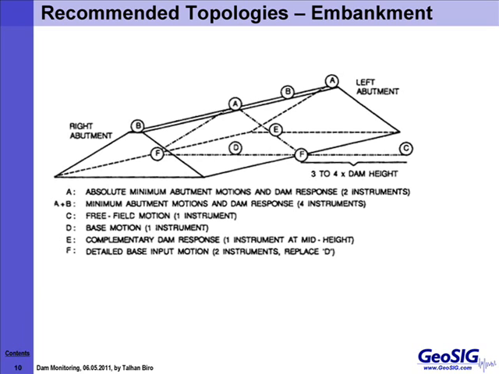Then of course we will have to have a C free field motion, as you will see here. Since these are rather large structures, not only by height but also in the cross-sectional width, we need to go up 3 to 4 times the dam height to be able to achieve a proper free field instrumentation. In this one also the desirable instrumentation is A, B, C and D.